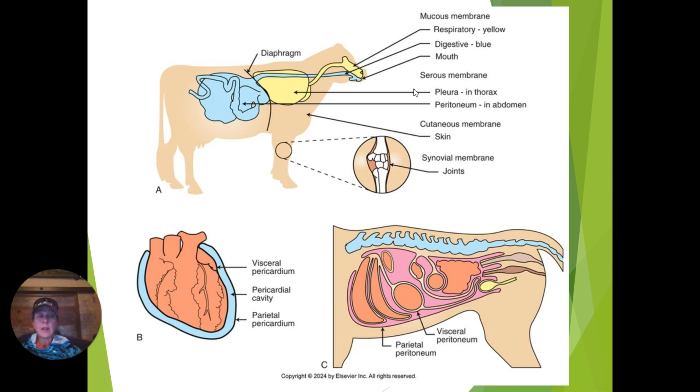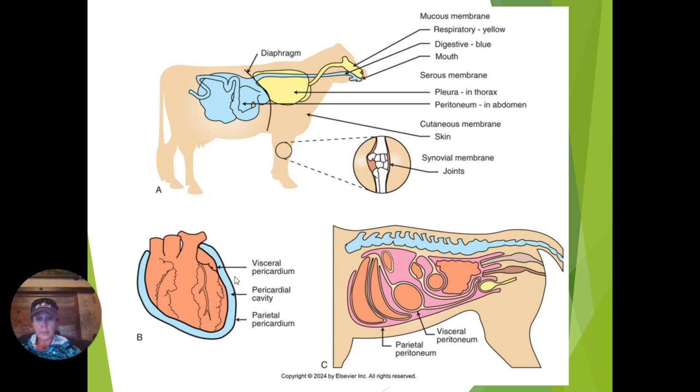And then we have things that don't contact the outside of the body, which we call serous membranes. And the pleura and the peritoneum, both are vocabulary words from chapter 1. Pleura is your thoracic membrane lining, and the peritoneum is your abdominal membrane lining, the abdominal cavity. And then you also have your synovial membrane, which surrounds your joints.